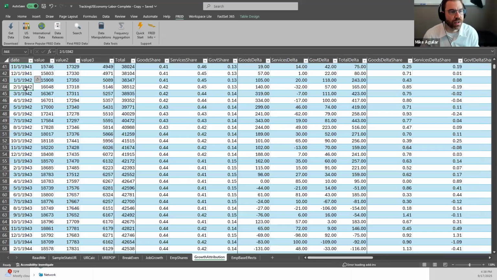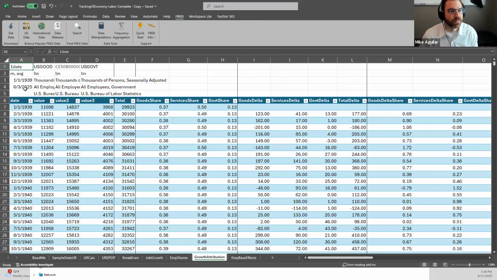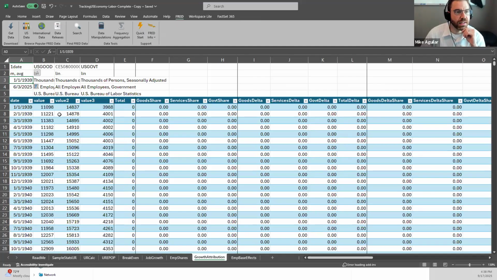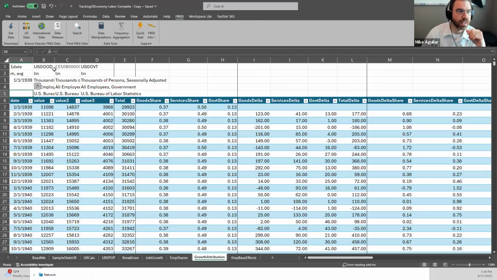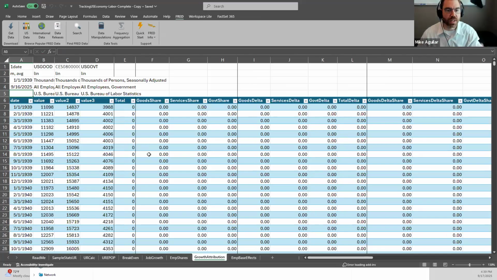Actually, let's do this. Let's update this data. Right now, it's through 6/2025. So Data, FRED, grab that data. I'll show you how to do that. And this should update everything for us. Let's take away that last date so that we can get the most recent point through 9/16.